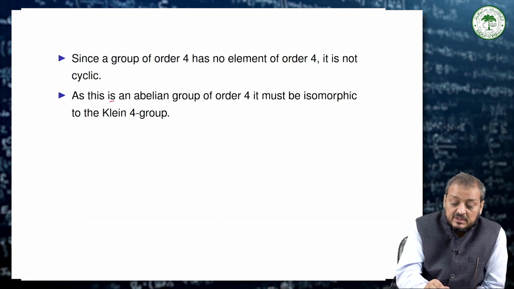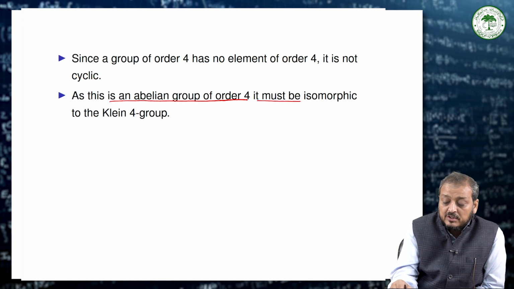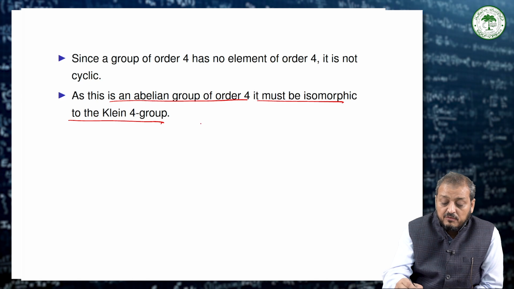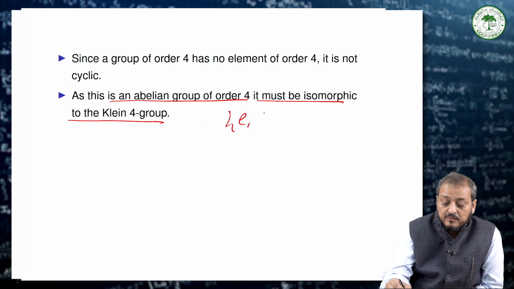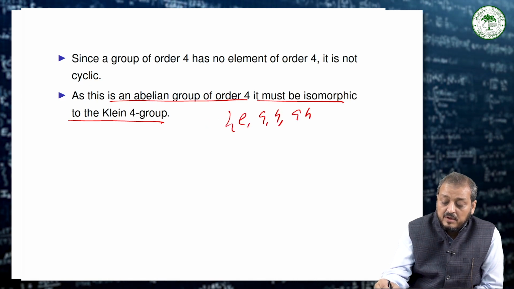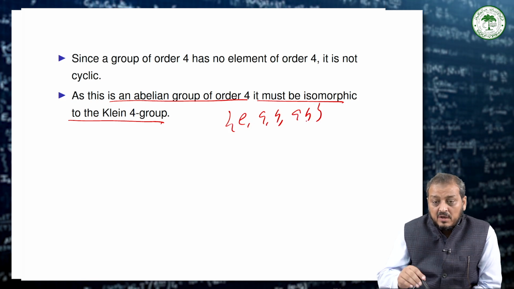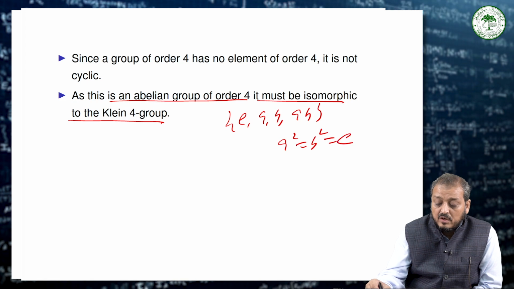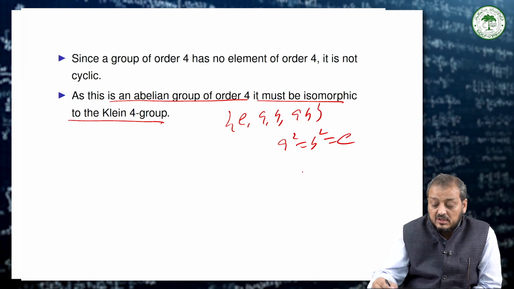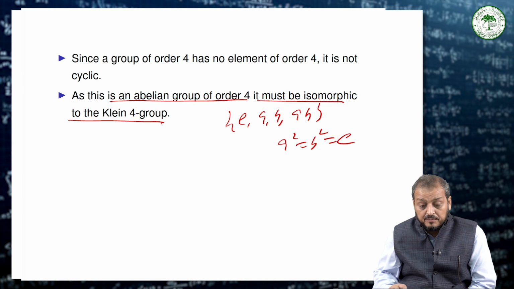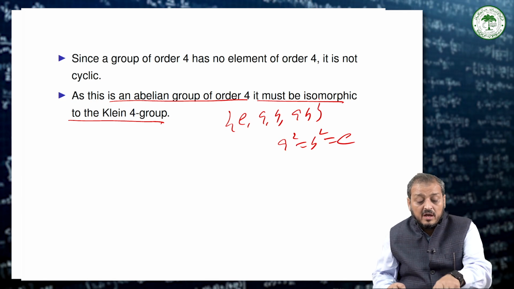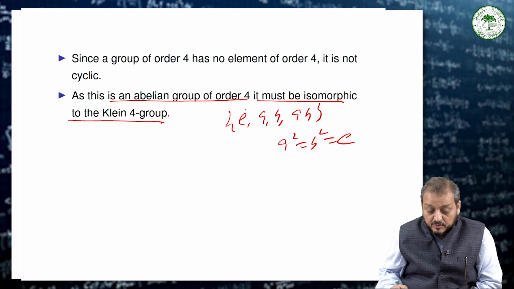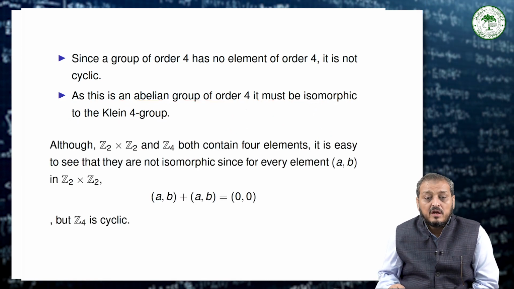Also, this is an abelian group of order 4, so it must be isomorphic to the Klein 4 group, and you know that the Klein 4 group has the elements identity, A, B and AB, with A squared equal to B squared equal to identity, and (AB) whole squared is also the identity. So if this is a group of order 4, then it must be isomorphic to the Klein 4 group.